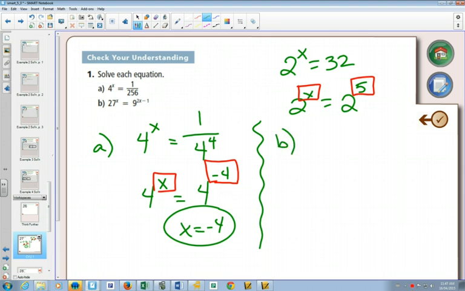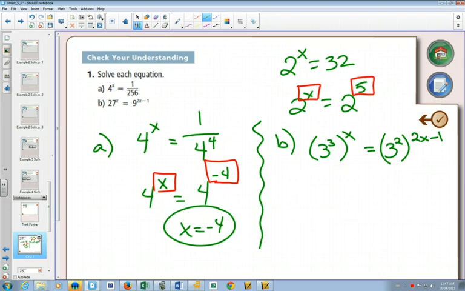For part B, 27 and 9. Do those numbers happen in the same column of any power? Powers of 3. So we'll change the 27 to 3 cubed. There's still an x after that because it's 27 to the x, and now we can write it as 3 cubed to the x, equals, and 9 is 3 squared, and we would still have the 2x minus 1.